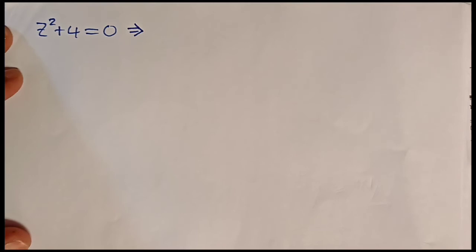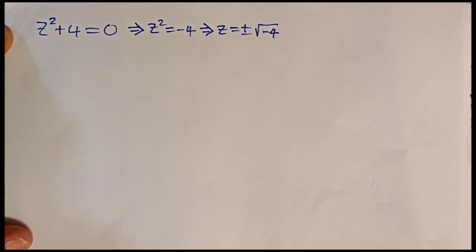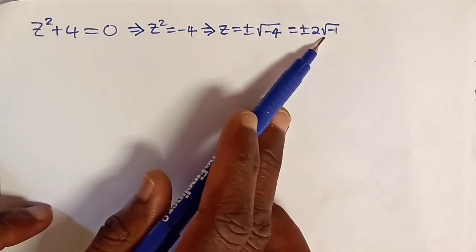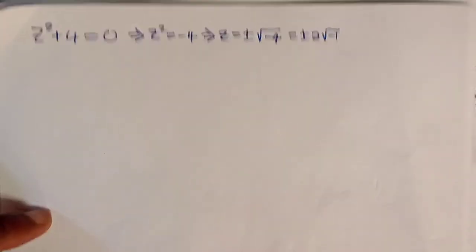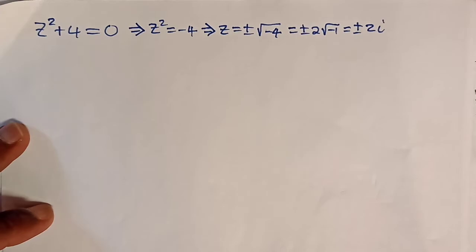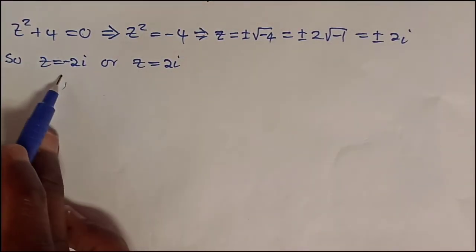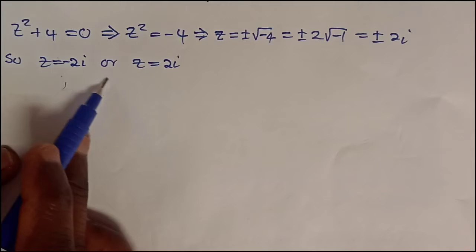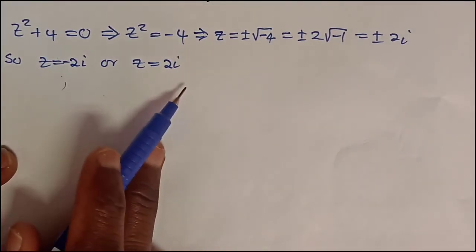So from this equation, we have z squared equals negative 4, meaning z is plus or minus the square root of negative 4. But since negative 4 can be written as the product of 4 and negative 1, we'll have z given by plus or minus 2 the square root of negative 1. And the square root of negative 1 is the imaginary i. So we have plus or minus 2i. So z has two solutions, negative 2i and positive 2i.